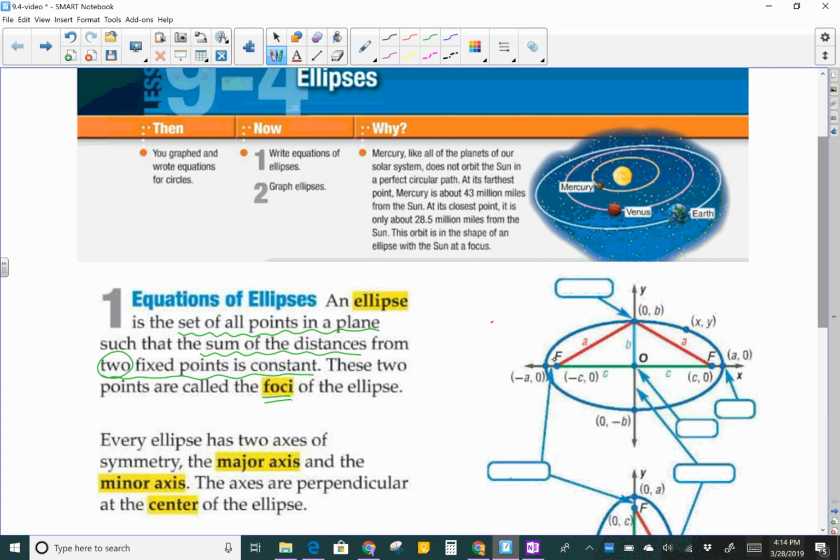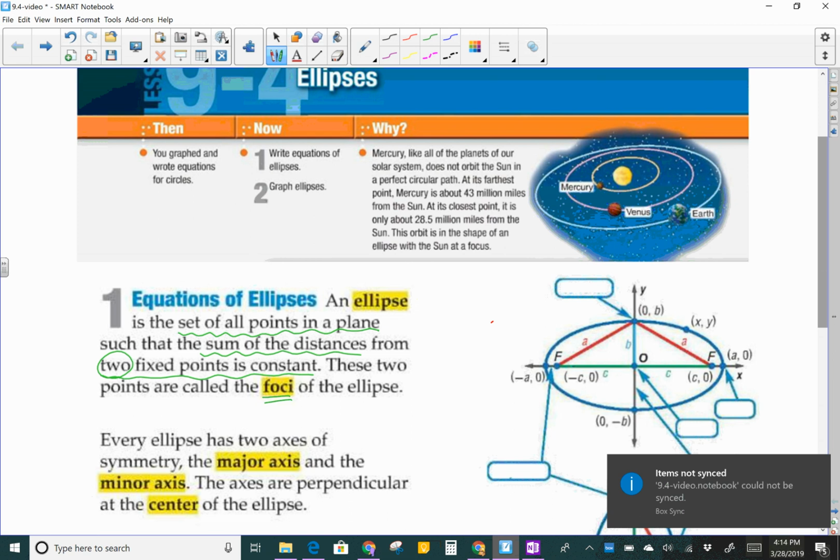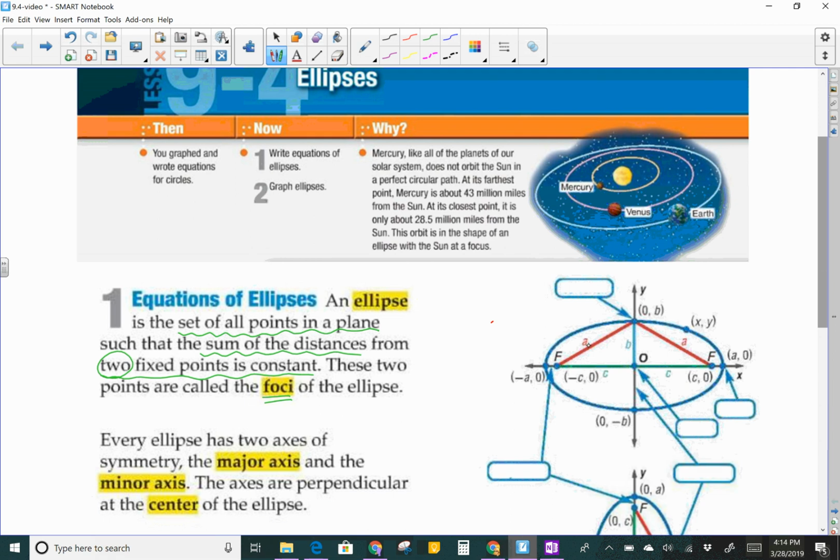So I have a fixed point, and another fixed point. And if I find the distance from the focus to any point, and I want to know what all of those points are, the distance from this focus to that point and this focus to that point will always add up to the same number.